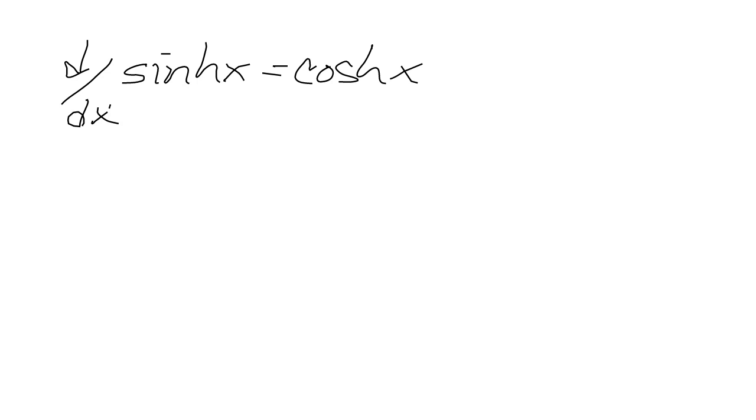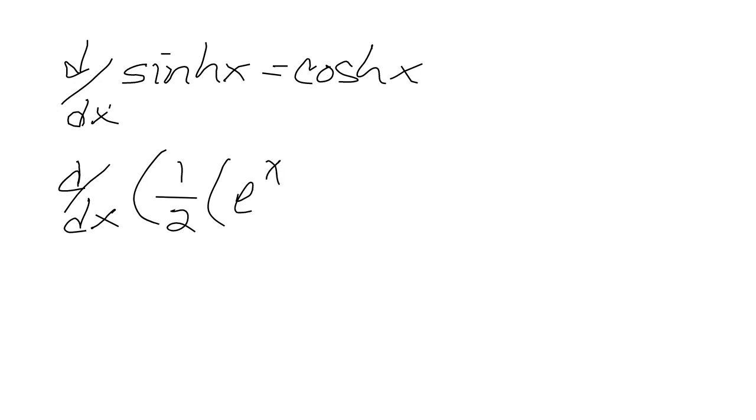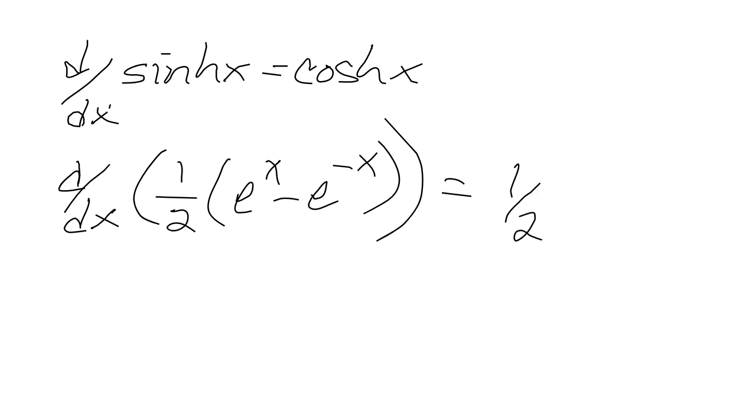Well, let's do this. If I take the derivative with respect to x of sinh x, I'm going to rewrite this. I'm going to pull that 1/2 out front, and I'm going to have e to the x minus e to the minus x. Instead of dividing by 2, multiply the quantity by 1/2, right? The derivative of a constant times a function is the constant times the derivative of the function. The derivative of the difference is the difference of the derivatives.